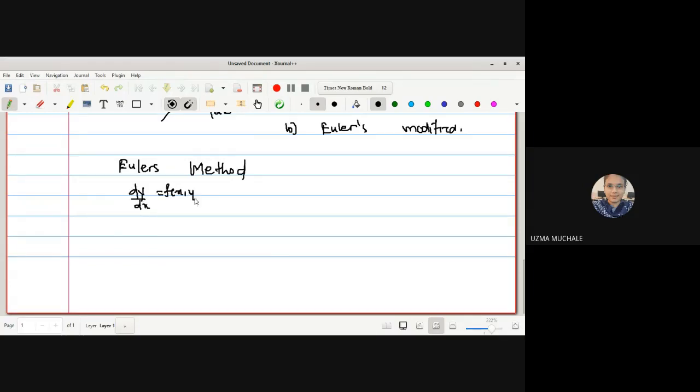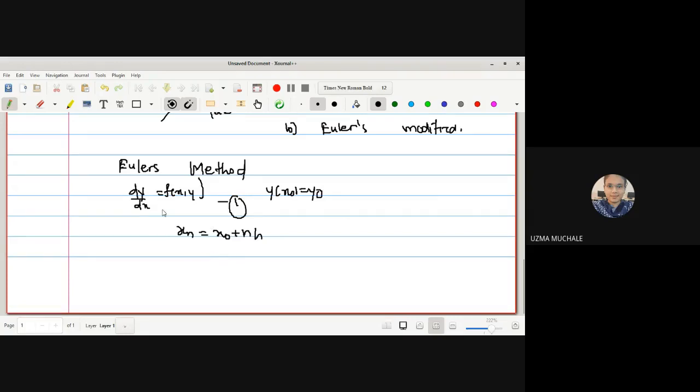Here we are having one differential equation with some initial conditions, say y of x naught is equal to y naught. Now what we have to do, we have a set of tabulated values, say xn is equal to x naught plus n into h, right? Now let me name this as equation 1.